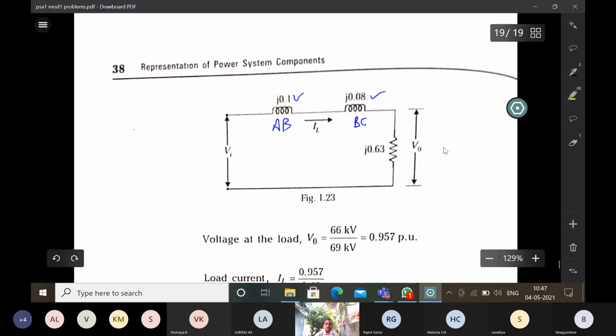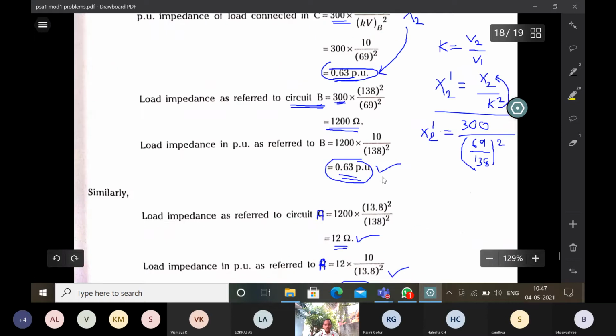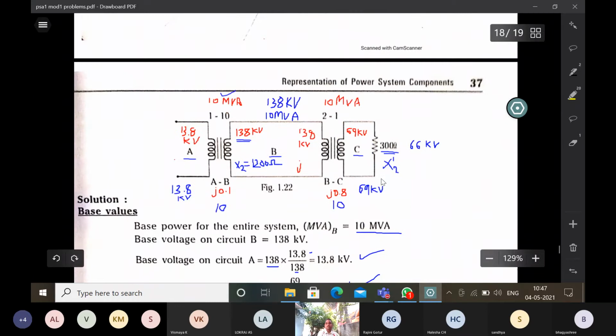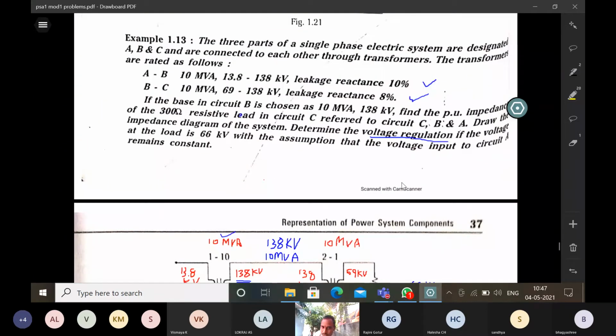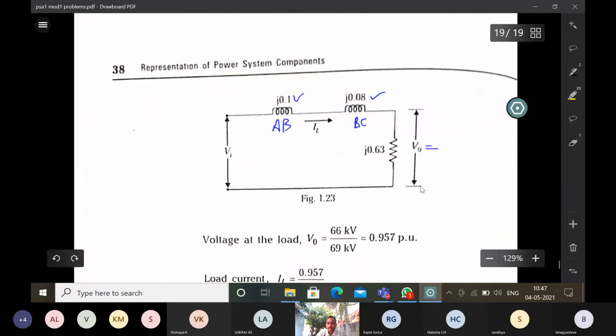Impedance diagram is over. Now what he has asked here, you need to calculate voltage regulation. What is voltage regulation? No load voltage minus full load voltage divided by full load voltage into 100, right? That is your voltage regulation. Okay, so the load voltage is given, V0, 66 kV. Put here 66 kV.